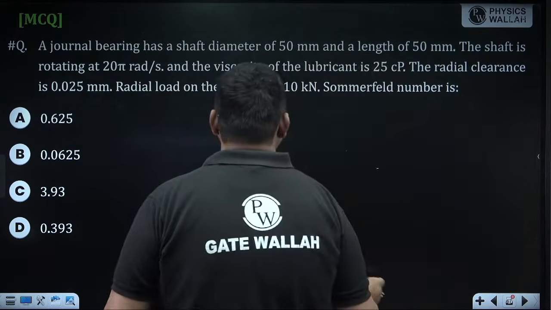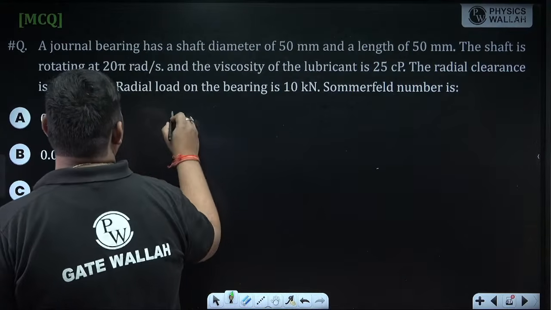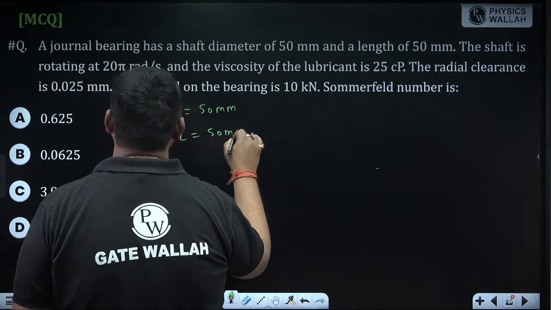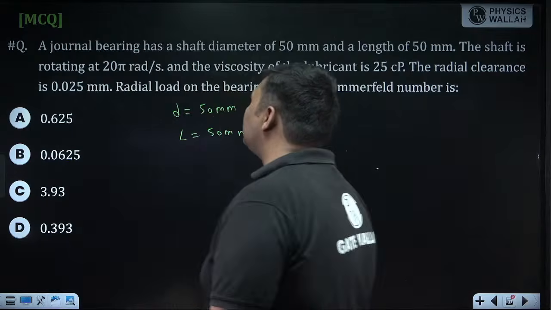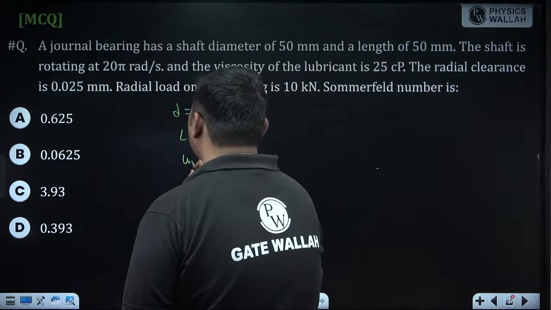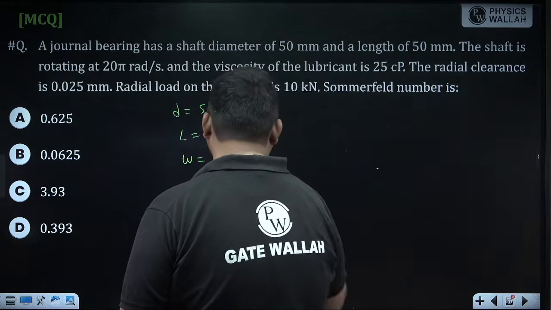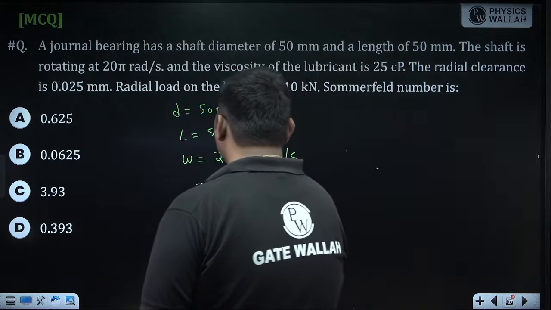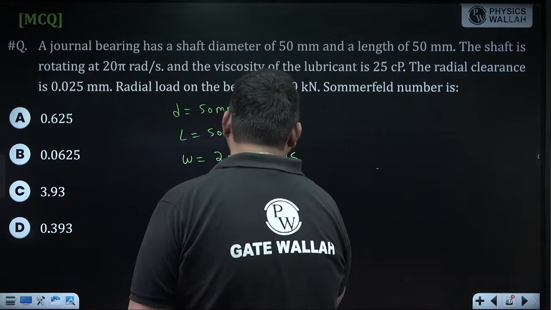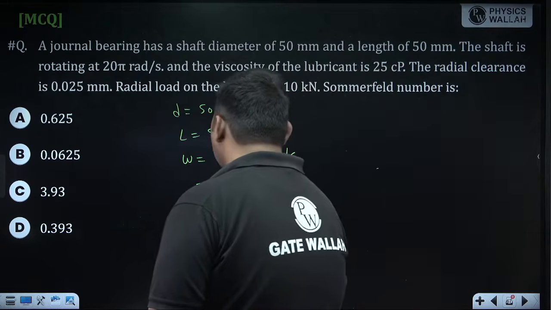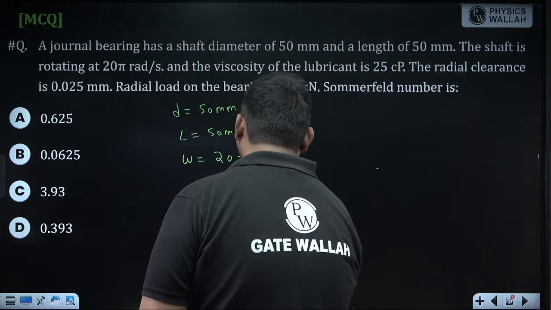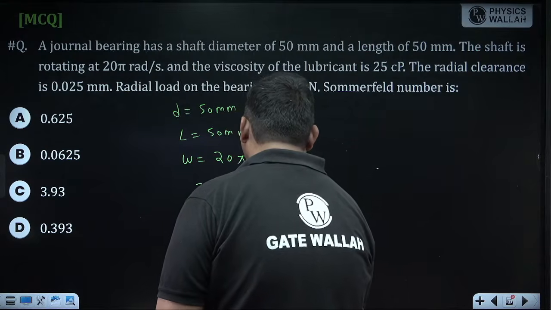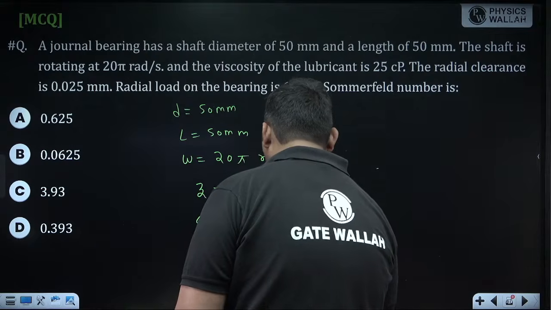it is a journal bearing in which the diameter of the shaft, I am writing here, small d, is 50 mm. Length of the bearing is also 50 mm. Shaft is rotating at 20 pi radian per second. So here speed is given in radian per second. Generally speed in radian per second I denote as omega. It is 20 pi, don't forget pi, radian per second. Now viscosity of the lubricant, that is Z, is given, it is 25 centipoise. Radial clearance CR is given, it is 0.025 mm. Then radial load in the bearing is also given, it is 10 kilonewton. So what is the Soderberg number, that I am denoting as S.